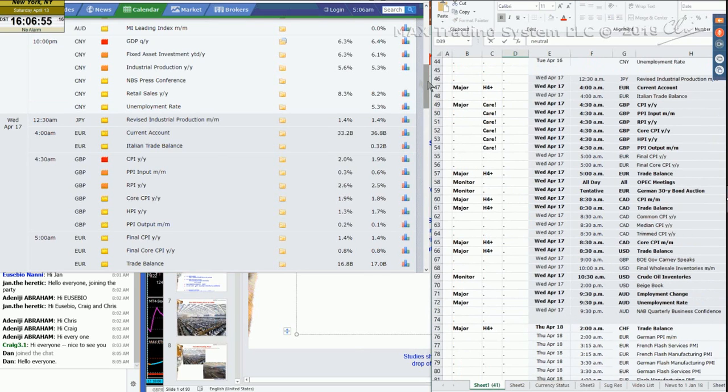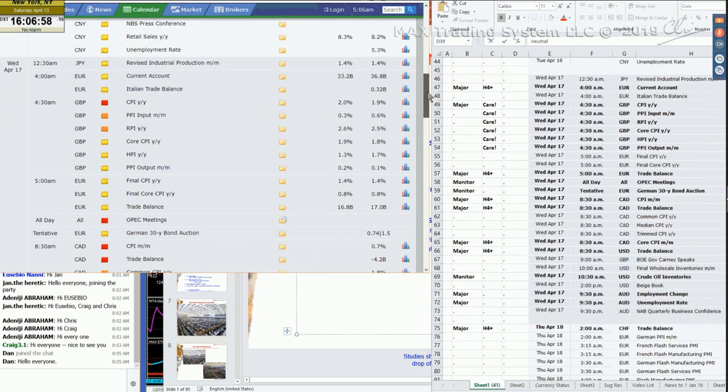On Wednesday, we have the Euro current account, major higher time frame bearish. Then we have the pound CPI year over year. Normally, we don't need to follow it, but in the present context, I will simply monitor it. Not major, but monitor, and a bit bullish. Last time it jumped about 40 to 80 pips when it came out, 2 months ago.